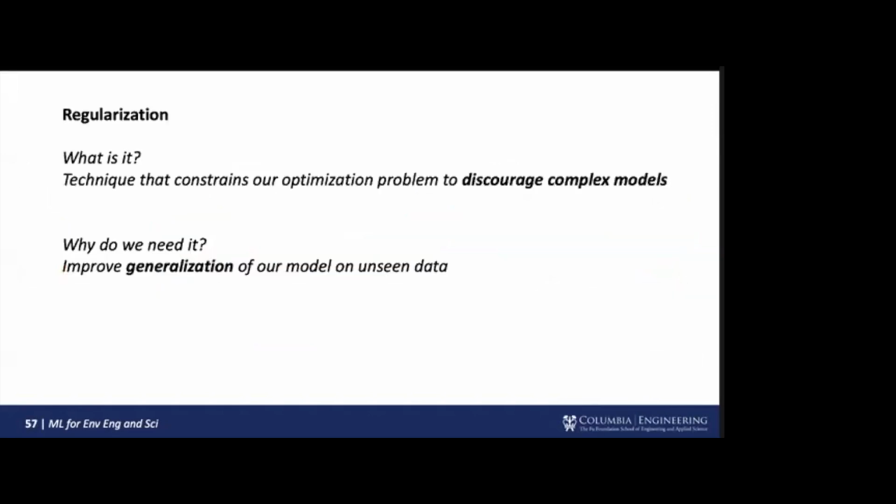Regularization is a way to prevent overfitting. It does this by adding constraints to the optimization problem that discourage overly complex models.